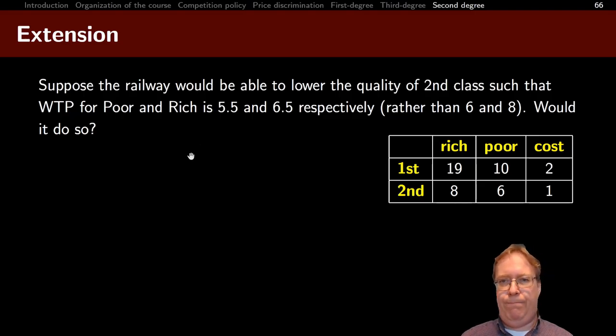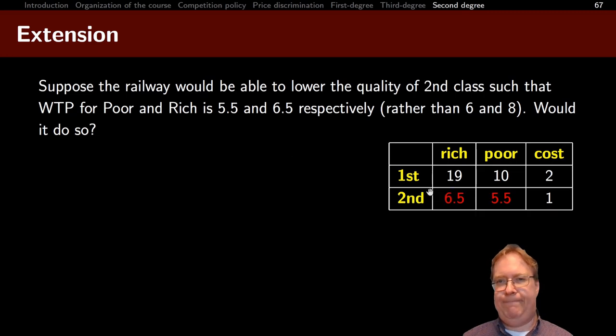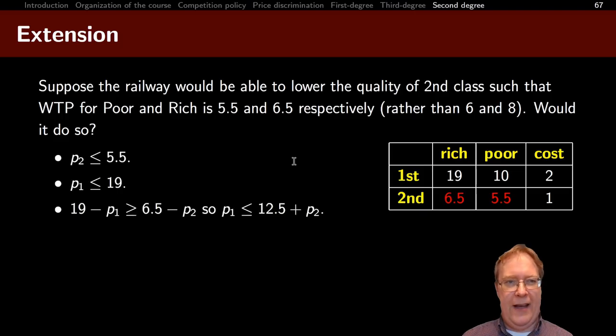In this case, would it be willing to do that? So this was the original situation, but now this is the new situation. Okay, let's see how that affects the analysis. So these are my new constraints. P2 has to be smaller than or equal to 5.5. If I want the low to travel, P1 again has to be smaller than or equal to 19. If I want the rich to travel first class, but my incentive compatibility constraint is now going to look like this.